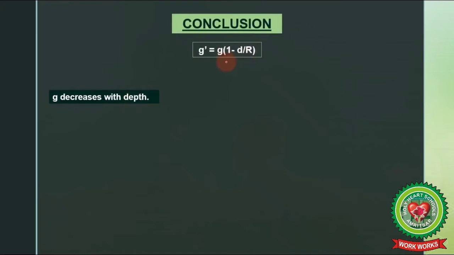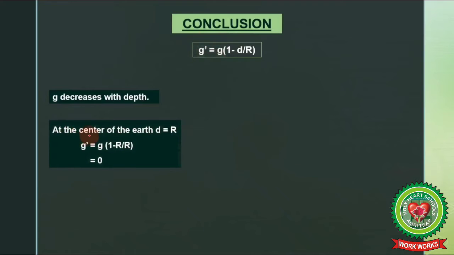Now let's see the conclusion. From the above discussion, we conclude that g' is equal to g(1 − d/R), where g' is acceleration due to gravity, d is depth and R is radius of Earth. So the result is that g decreases with depth. As you can see, when we open this bracket, g − gd/R, it means something gets subtracted from g, which results in the decreased value of g'.